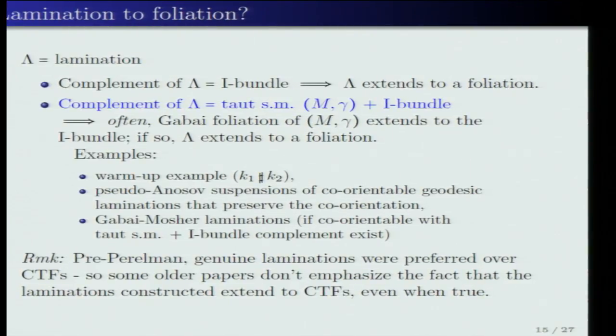And in some talk, at least, the Gabai-Mosher laminations were mentioned. And I'm actually not sure whether there are co-orientable Gabai-Mosher laminations with taut sutured manifold complements. But if there are, then of course you can play the same game, well, besides the pseudo-Anosov ones. But if there are, then you can certainly play this game.